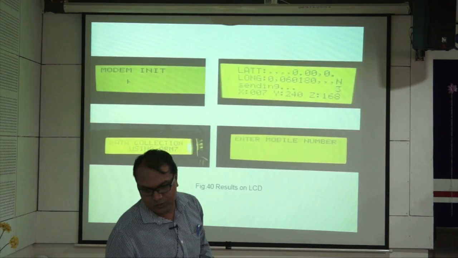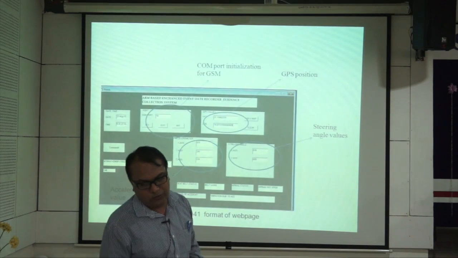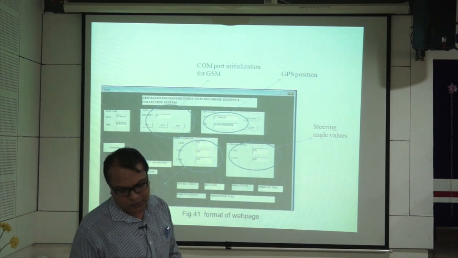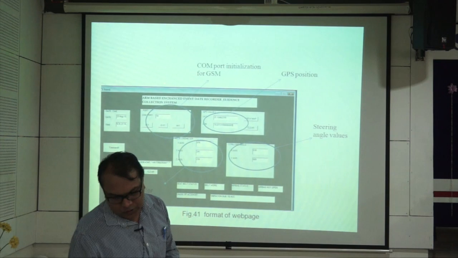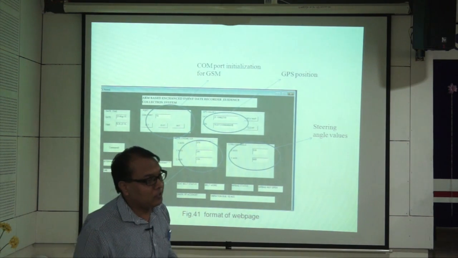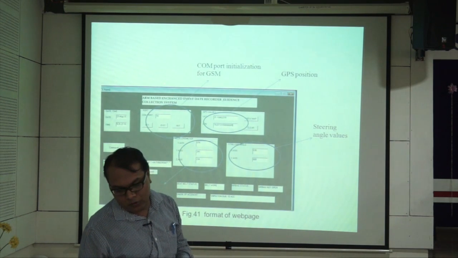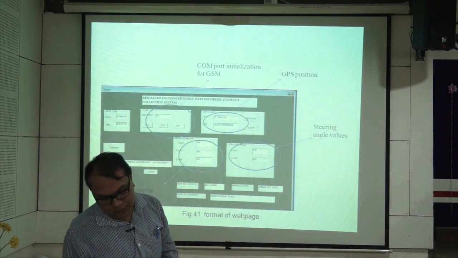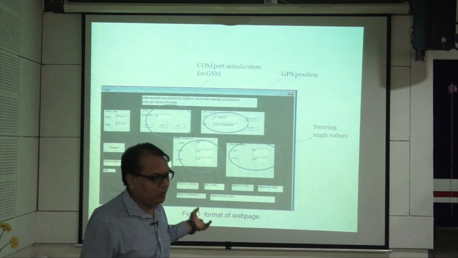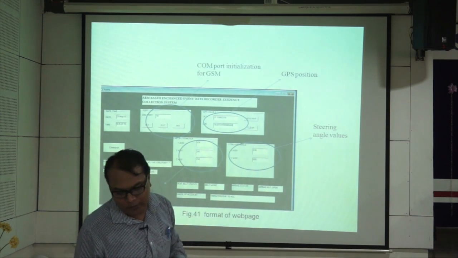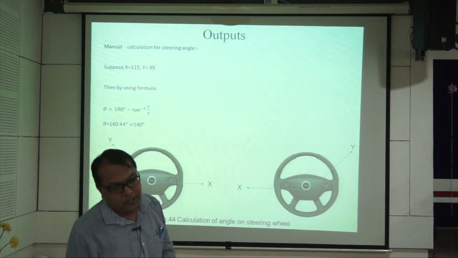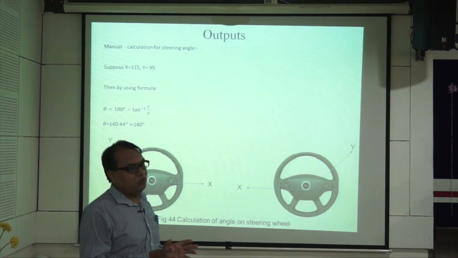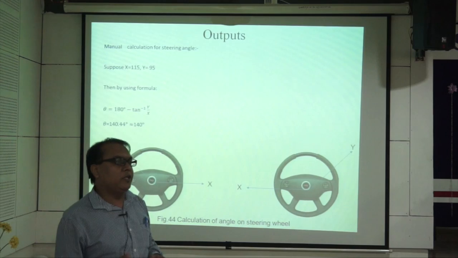This is the actual implementation, and this VB based software web page is designed here in VB. It shows the GPS coordinates, accelerometer, steering angle, whether the seat belt is on or not, and airbag deployment is in future scope. I have not exactly done the airbag deployment. These are all the changes. This is the steering angle XY; depending on that XY, the steering angle can be calculated.